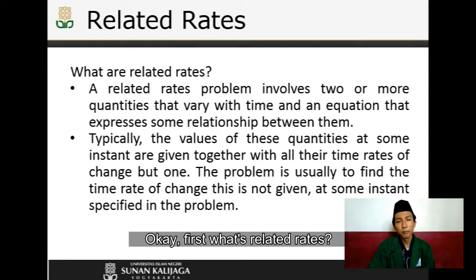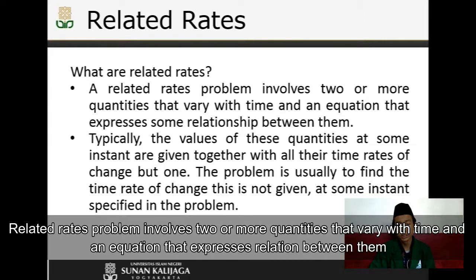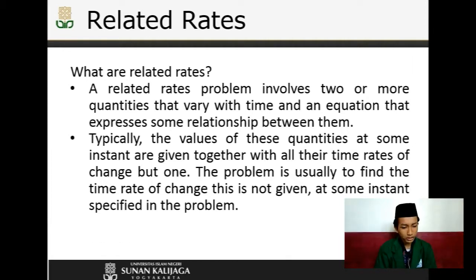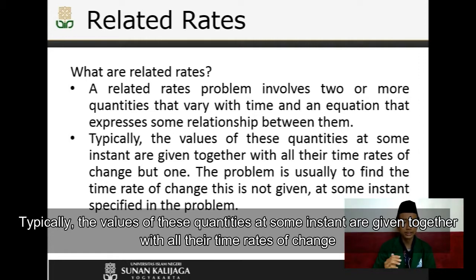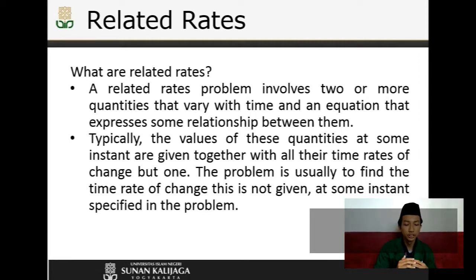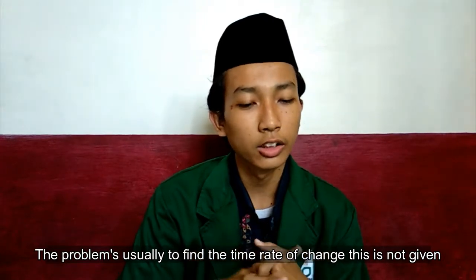Okay, first, what is related rates? The related rates problem involves two or more quantities that vary with time and equations that express a relation between them. Typically, the values of these quantities at some instant are given together with all their rates of change. The problem is usually to find the time rate of change. This is not given.